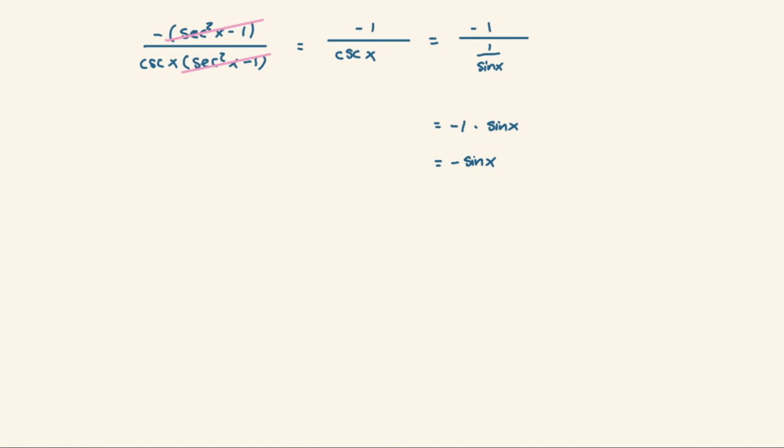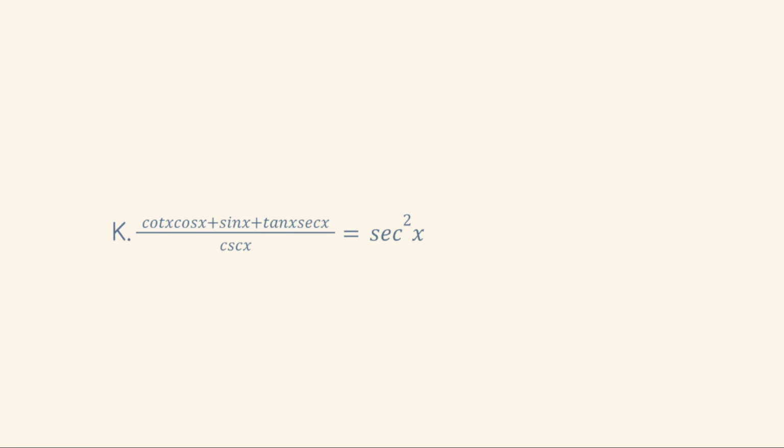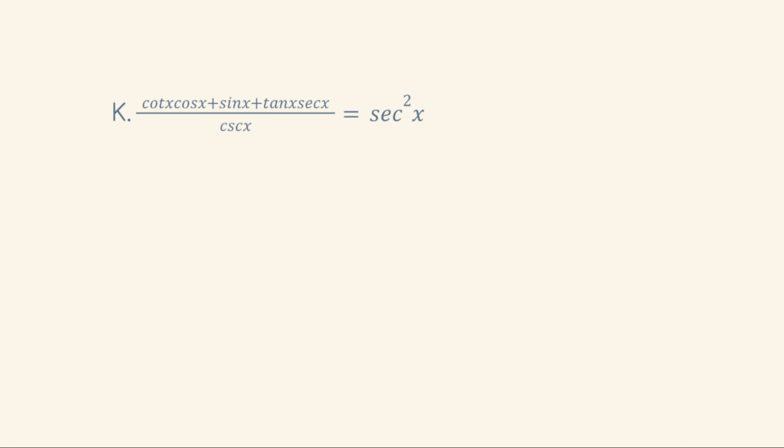On to question K. Wow, this one got even worse. Didn't think that could happen. All right, so let's think about this real quick. We know a lot of these, right? Cotangent x is just cos x over sine x. We know tan x is sine x over cos x, and secant x is 1 over cos x. So let's rewrite some of these terms real quick.